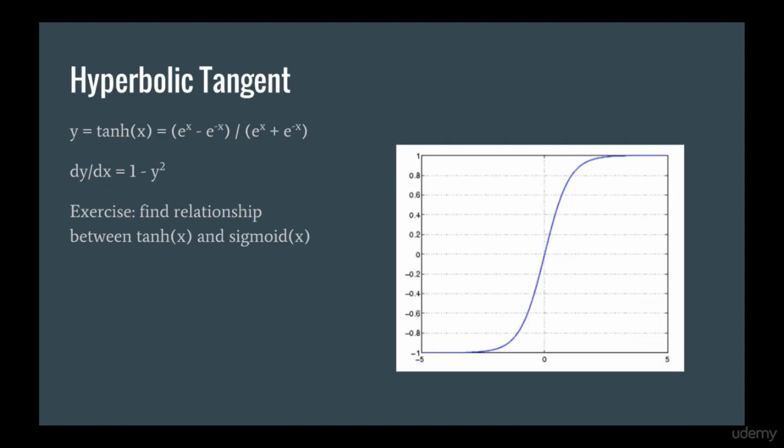The next function I'll talk about is the hyperbolic tangent, which we've also seen. As an exercise, I would recommend trying to find the derivative of this, and also showing how tanh is related to the sigmoid mathematically. You should find that tanh is just a sigmoid that is scaled both horizontally and vertically.